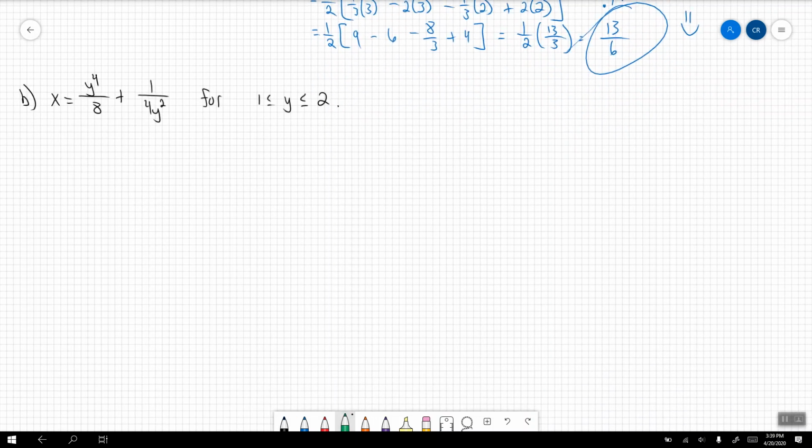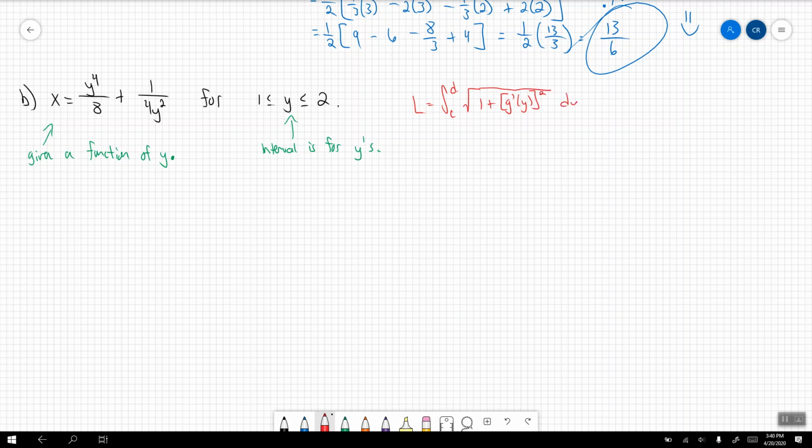Now, from what I'm given here, I'm given a function of y. Again, this is not a function of x because this will not pass the vertical line test. Also, I am given these y value bounds. So the interval is for y values. Since this is the case, more than likely I'm going to be using arc length in terms of the function that has y embedded into it. And this is going to be dy.